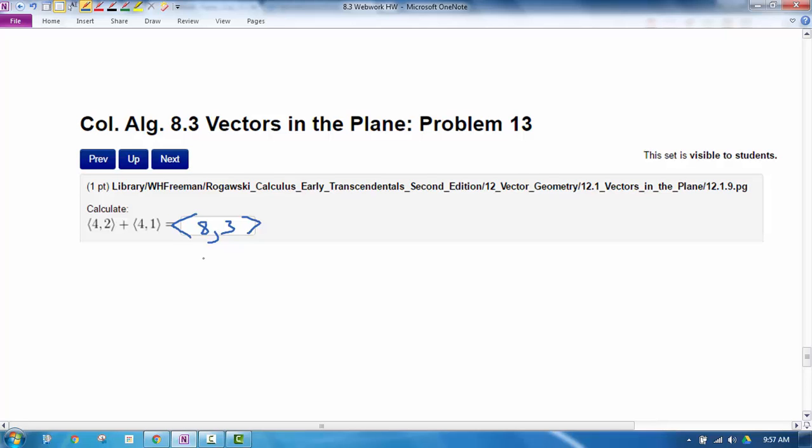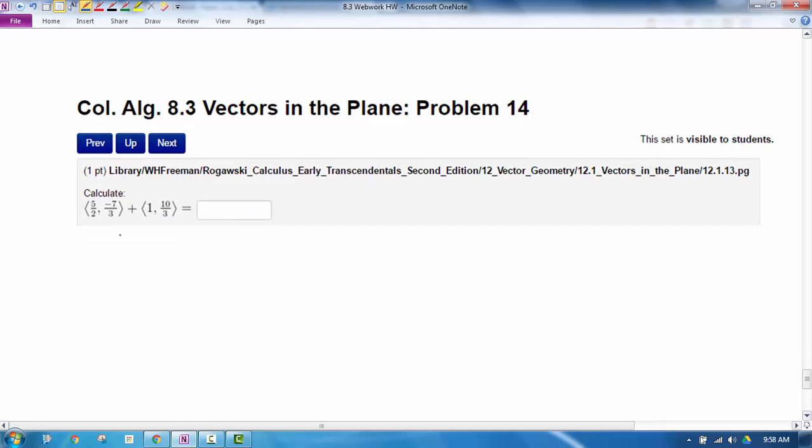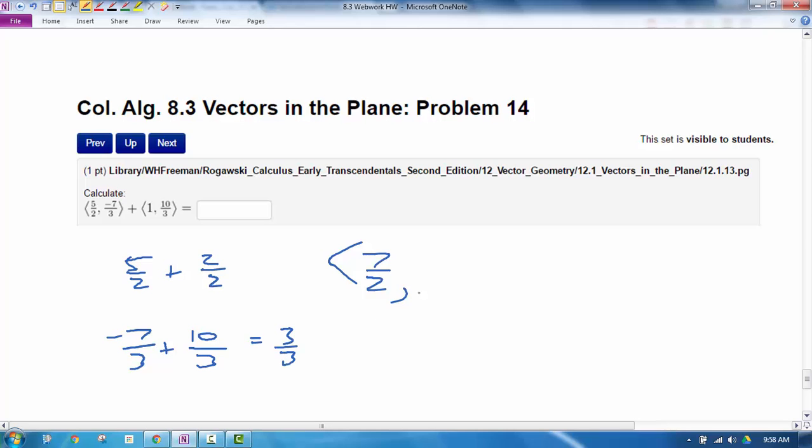Next one's similar but a little bit more difficult. When you add these together with fractions, we've got to add 5 over 2 plus 1. So I'll make this 2 over 2, get a common denominator, so that'd be 7 halves. Now I'll add the y's together, so we need negative 7 thirds plus 10 thirds. That gives me positive 3 thirds, which is just 1. So this would be 7 halves comma 1 for me, using the pointy brackets.